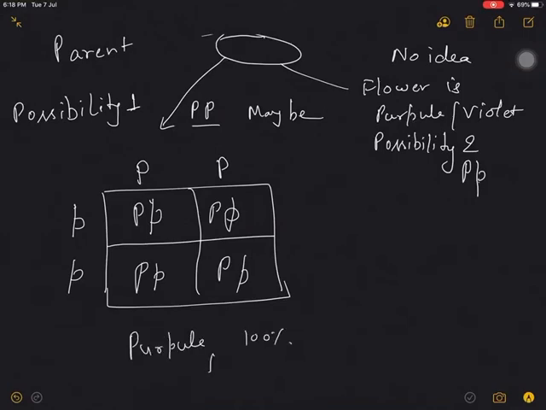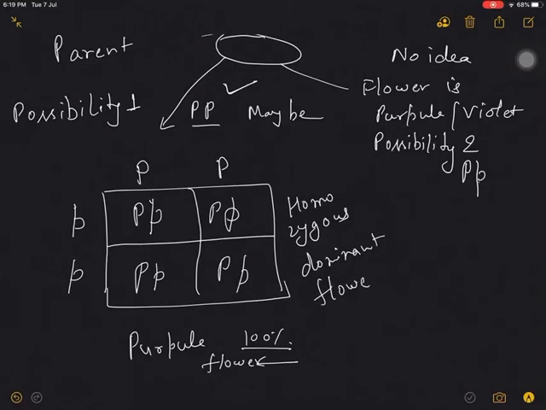So if we get 100% flower color is purple, that means definitely this plant is violet flower, homozygous dominant flower. Okay, so this result gives us homozygous dominant flower, this one.